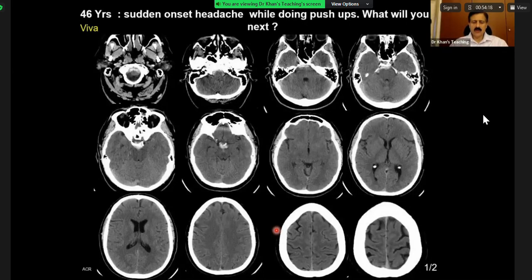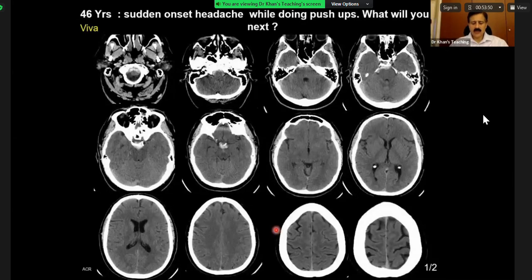So, when you do a 4-vessel DSA and there is no aneurysm, what does it mean? It can still mean that there is an aneurysm which is not visible because of 2 reasons. What can be the 2 reasons? Either there can be spasm of the vessel or there can be thrombosis of the aneurysm. So classical teaching is to repeat it after 7 to 10 days.